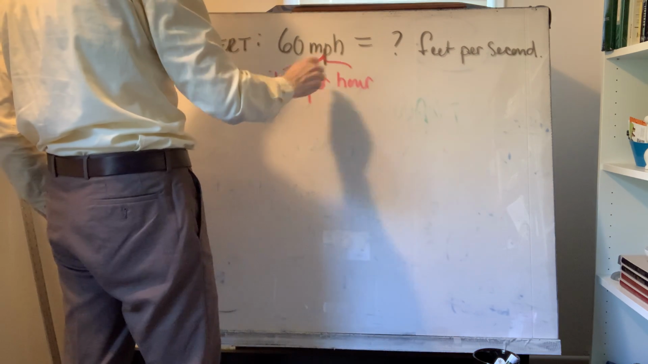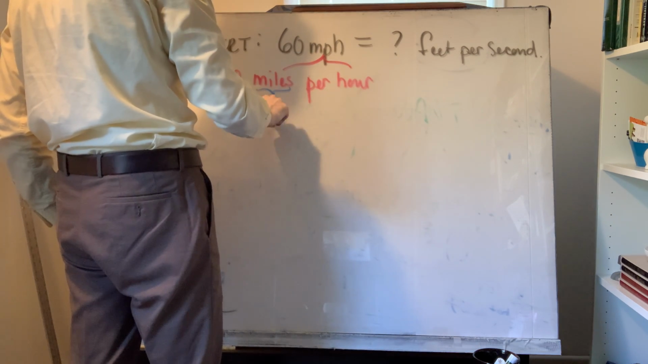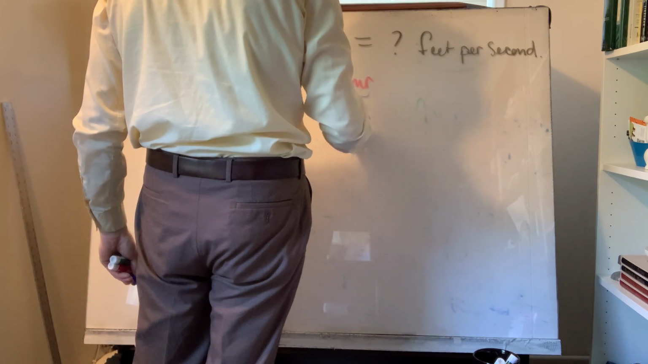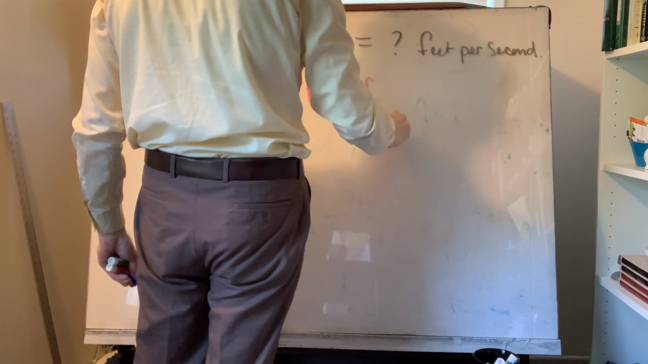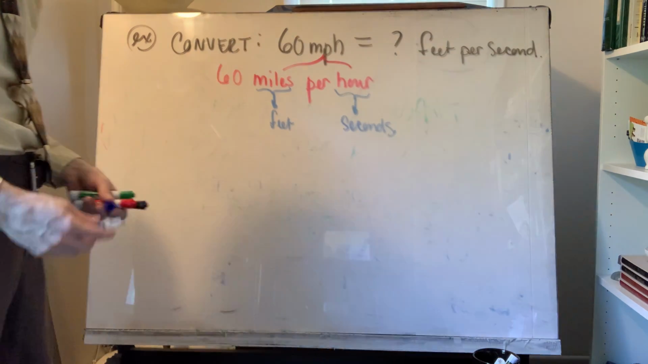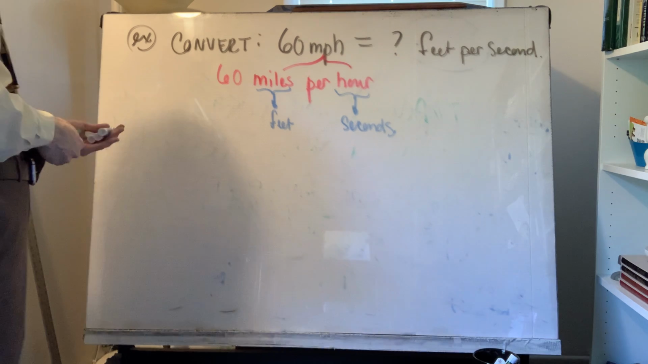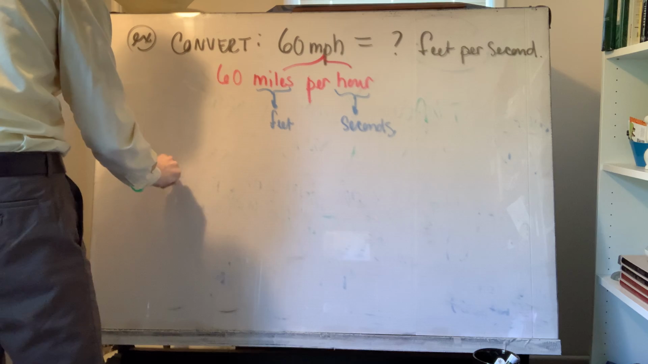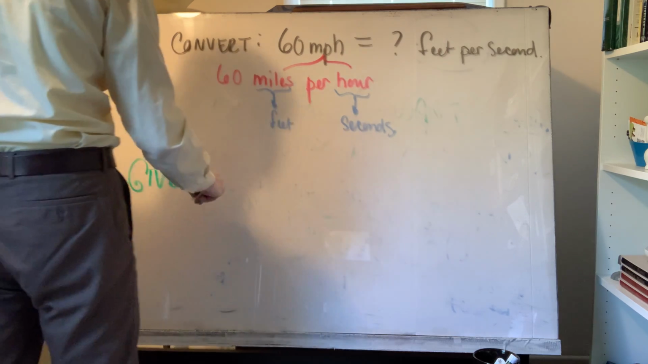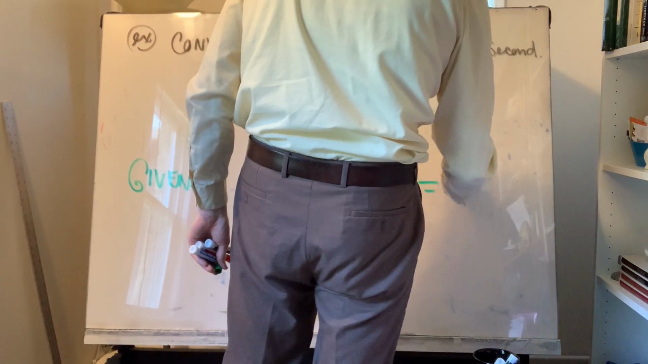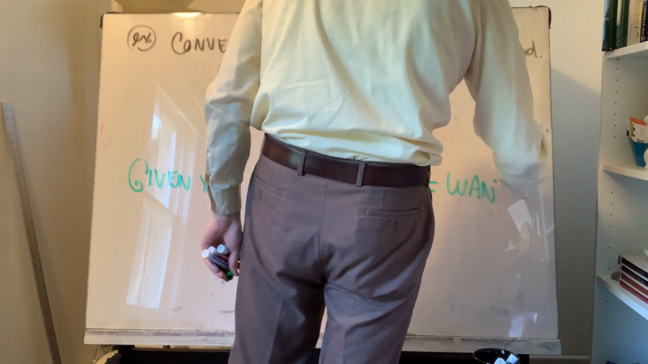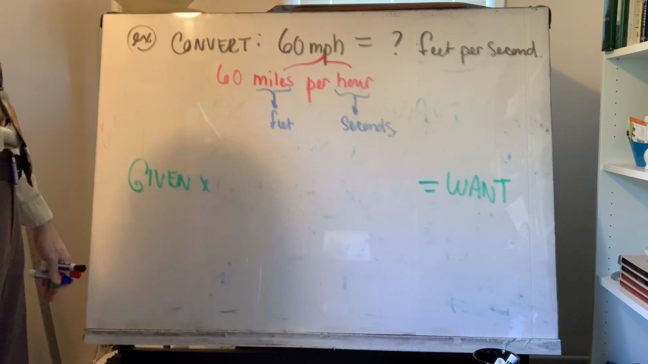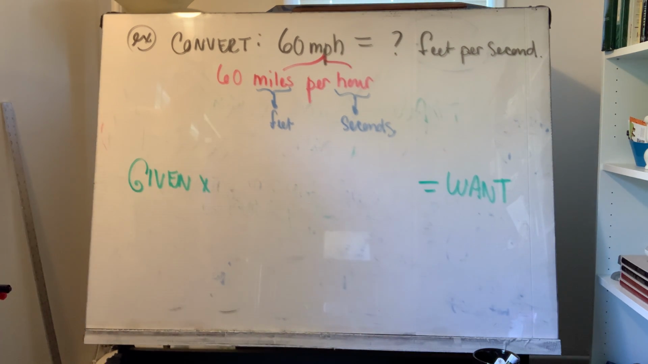What are we going to convert miles to? We're going to convert miles to feet, and we're going to convert hours to seconds. So when we adapt the model of what is given times whatever conversion factor is equal to what we want, it's going to be multi-step here. You could do it as separate equations if you would prefer, but don't let it intimidate you either.